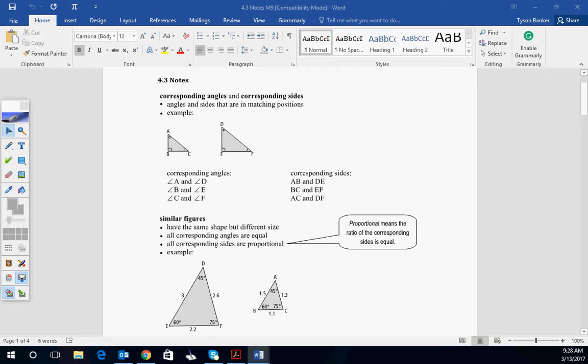They're the same position. Well, what do you mean by same position? Well, AB is between the right angle and that circle symbol. DE is between the right angle and the circle symbol. So these are corresponding sides. Is that clear? Okay.